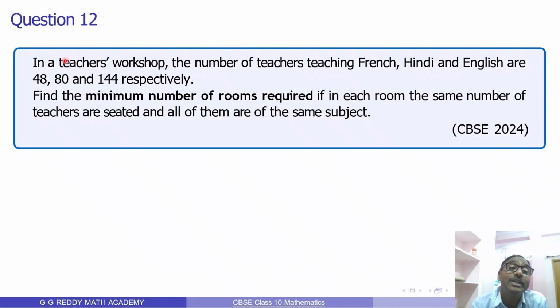We divide 80 by the highest common factor, and we will get the number of rooms required for Hindi teachers. 144 also we divide by the highest common factor, and here also we get the number of rooms required for English teachers. If we add all those numbers, we get the total number of rooms required for French, Hindi and English teachers. Try, you will be able to do it.